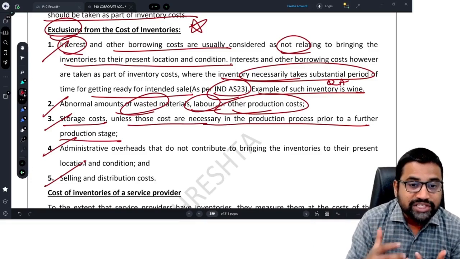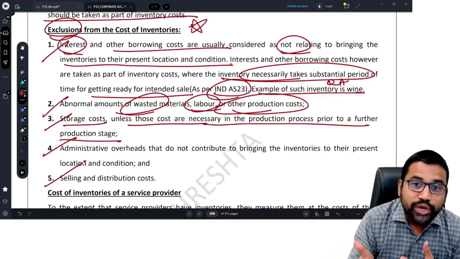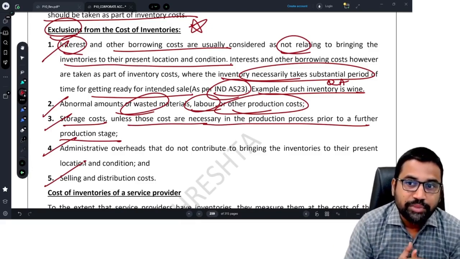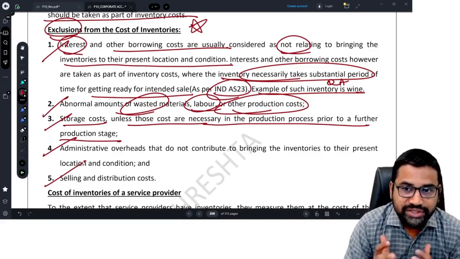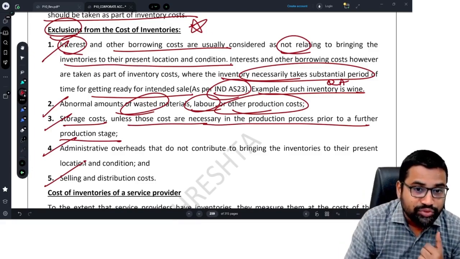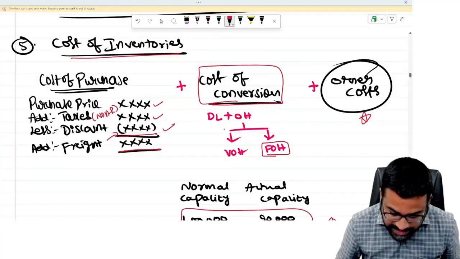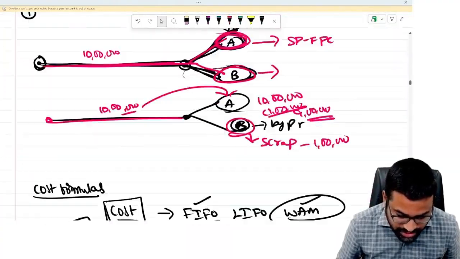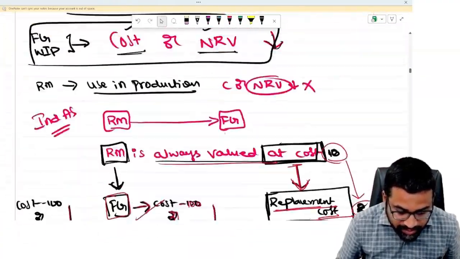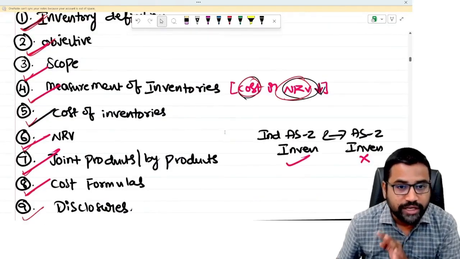Next, abnormal wastage of material, labor, and other production cost should not be taken. Any storage cost, unless it is necessary in the production process prior to a further production stage, should not be included. And any abnormal administration overheads, don't include them. Any selling and distribution overheads, please don't include them as a part of the cost of inventories. So this is cost of inventories, very, very simple. Now, you said the valuation principle is cost or NRV.